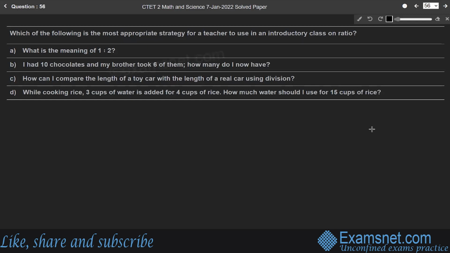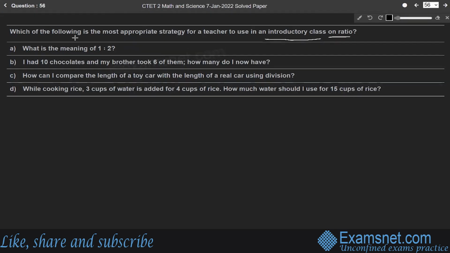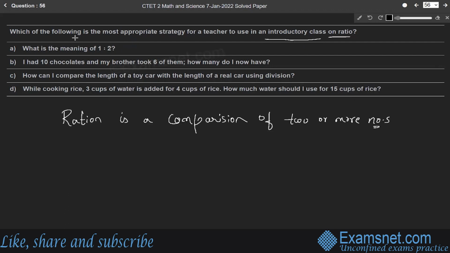Question 56. Which of the following is the most appropriate strategy for a teacher to use in an introductory class on ratios? Here in mathematics, a ratio is a comparison of two or more numbers that indicates their sizes in relation to each other. So a ratio compares two quantities by division.